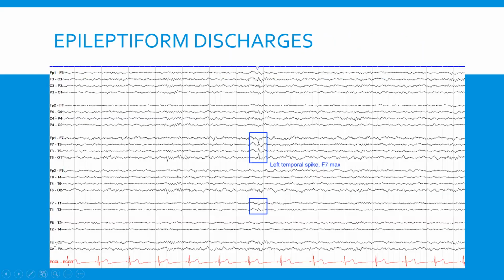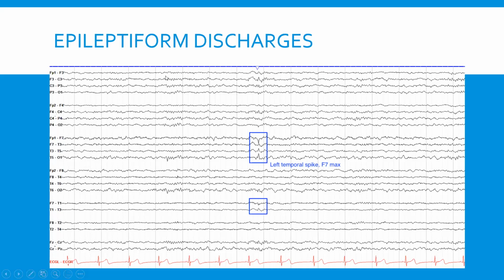Okay, here is an example of an epileptiform discharge. I'm going to do the same thing and try to orient you with each EEG. Again, F3, C3, so this is on the left. This is left to midline. This is right to midline. And then T3 is the left temporal and this is right temporal.